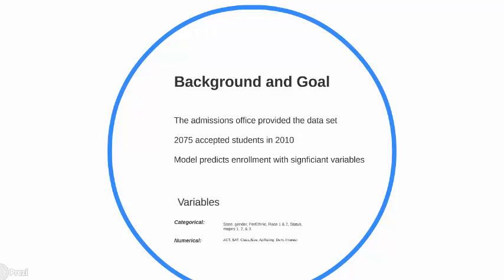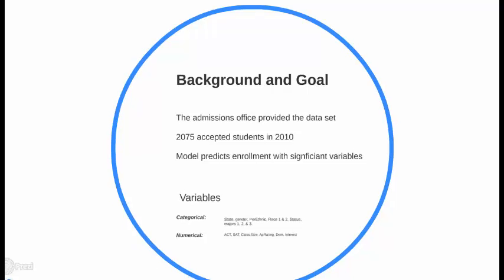Some background information about our data is that it was provided by Kent Barnes, who is the Vice President of Enrollment at Augustana College. The data set had 2,075 students that were accepted back in 2010, and the goal of the model was to predict whether or not a student would enroll based on significant variables.